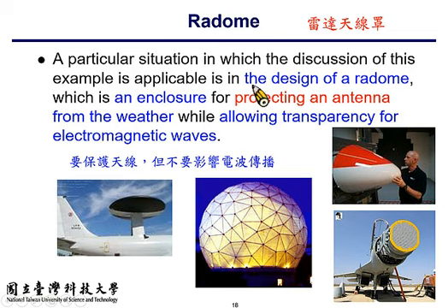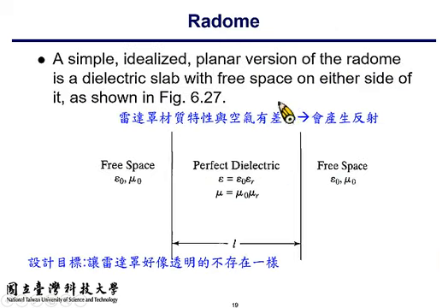Okay, so the objective of the radome is to protect the antenna. However, at the same time, it should not interfere with the operation of the antenna within the radome. So one design criterion is that the radome should minimize its perturbation of the operation of the antenna. So the objective is to make the radome such that it does not exist.